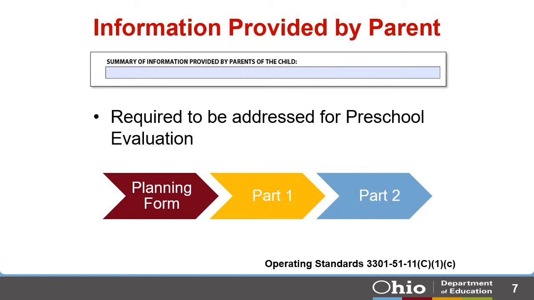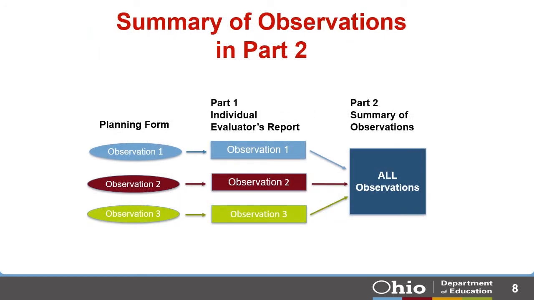It should list relevant content relating to the child's background, medical history, strengths, and needs for the purpose of the evaluation process. For preschool, observations are a required assessment method. If an observation is listed on the planning form, then that assessment data must be included within the individual evaluator's Part 1 report. All individual evaluators' Part 1 observation reports must then be summarized within the Part 2 Summary of Observations section.